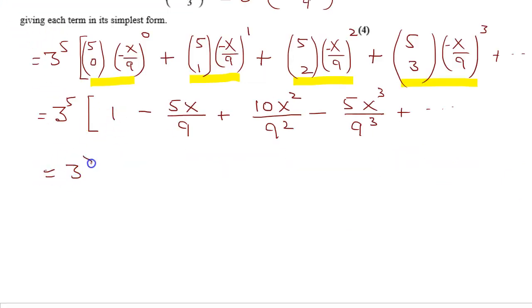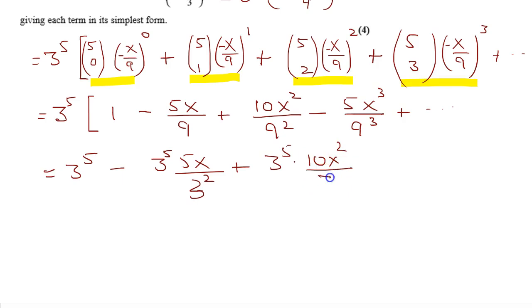So this is equal to 3 to the power 5 minus 3 to the power 5 times 5x over 9, which can be written as 3 square, plus 3 to the power 5 times 10x square over 9 square, which means 3 to the power 4, minus 3 to the power 5 times 10x cube, that will be 3 to the power 6, plus.